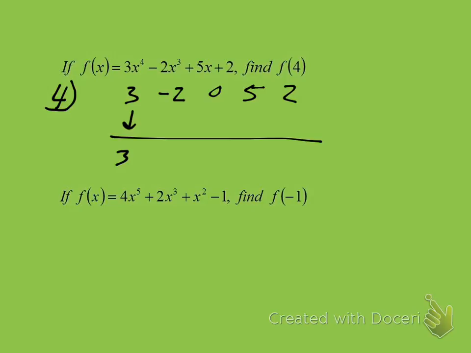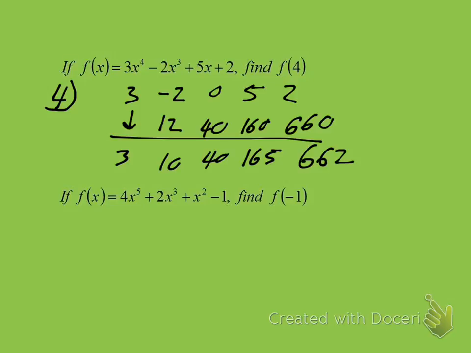So 3 times 4 is 12. 12 minus 2 is 10. 10 times 4 is 40. 40 plus 0 is 40. 40 times 4 is 160, which gives you 165. Off the top of my head, what, 660, right? 6. Add it up. 662. 662 is your answer.